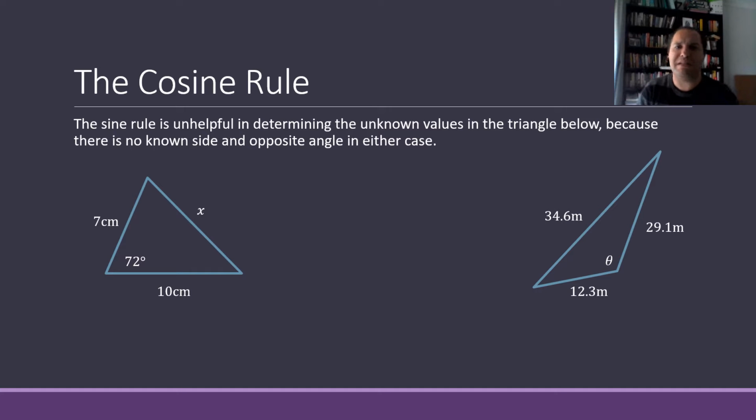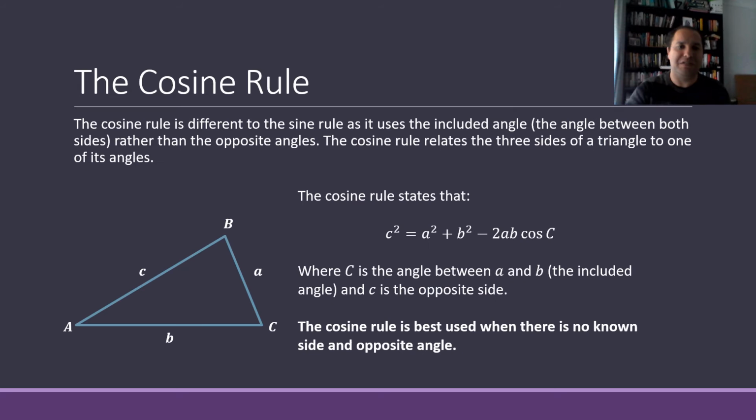Alright, so the sine rule is unhelpful in calculating any values in the triangle below because we don't know any opposite pairs. We know this side but not the opposite angle. We know this side but not the opposite angle. We know this angle but not the opposite side. In this other example, we know all the sides and no angles. So in these situations, using the sine rule is not going to be helpful, because with our sine rule we always need to know that opposite angle and side pair. So we are going to use a different sort of rule in these sorts of situations.